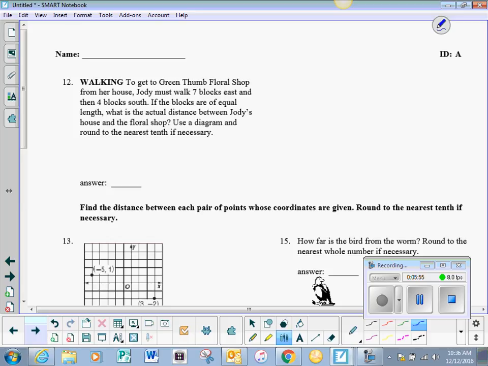I kept correcting. Okay, number 12. To get to the Green Thumb Floral Shop, Jody must walk 7 blocks east, then 4 blocks south.